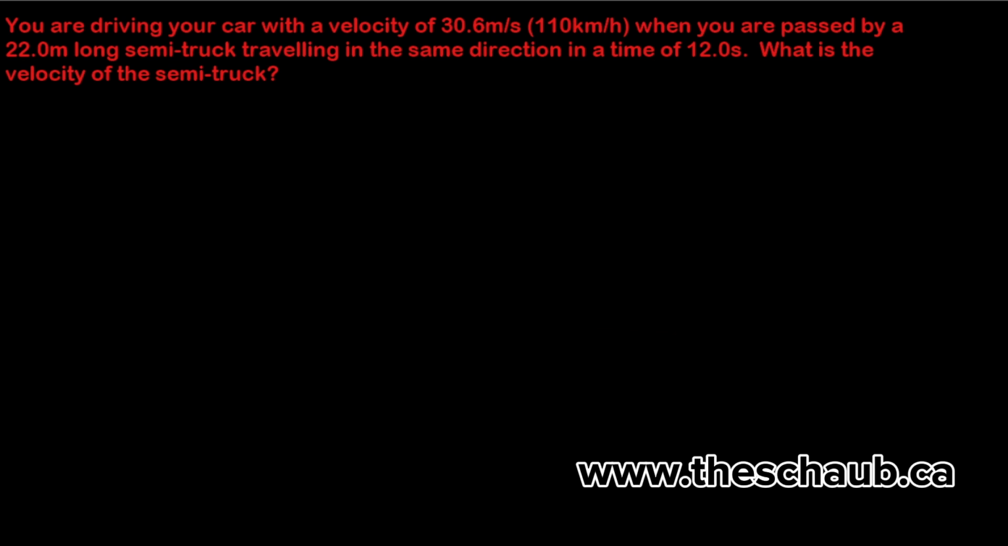Question 1. You are driving your car with a velocity of 30.6 meters per second when you are passed by a 22-meter long semi-truck traveling in the same direction in a time of 12 seconds. What is the velocity of the semi-truck?